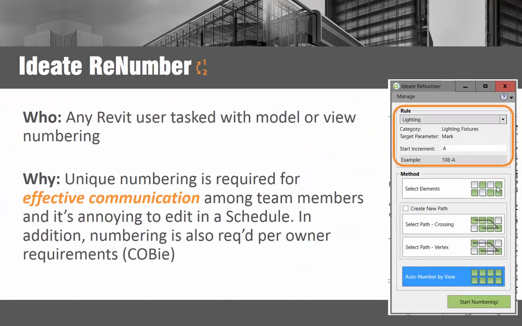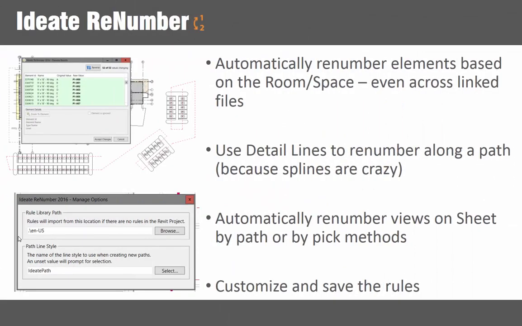The Revit team is likely to be spending time on a variety of tedious numbering tasks throughout the project. Examples may include doors, rooms, equipment, and don't forget the sheet detail numbers. Liberate yourself from tedium and improve project coordination with Ideate Renumber. Ideate Renumber has easy-to-use pre-built rules for renumbering common elements, but it also allows for complete customization.